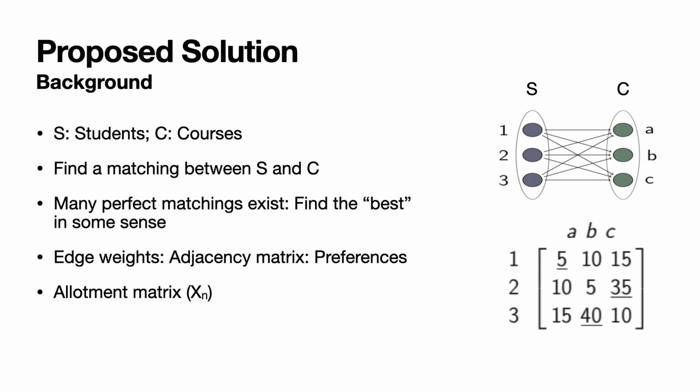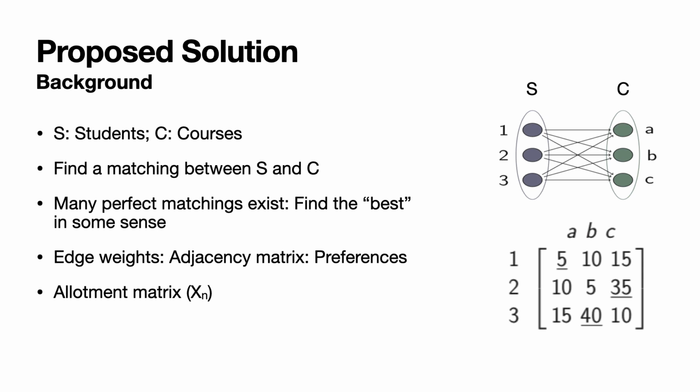Let's formalize this a little bit. Consider two graphs S and C of the students and courses respectively. Our aim here is to find a good matching between them, which we can call an allotment. There can be many such perfect matchings depending on the objective at hand, but we want to find a matching which is best in some sense. By best, we mean an allotment that satisfies our quality constraints for that particular problem.